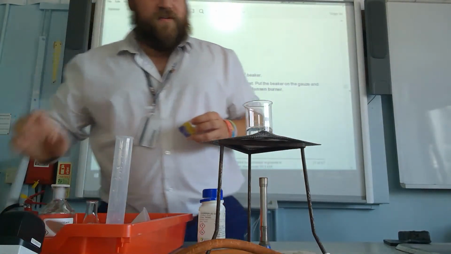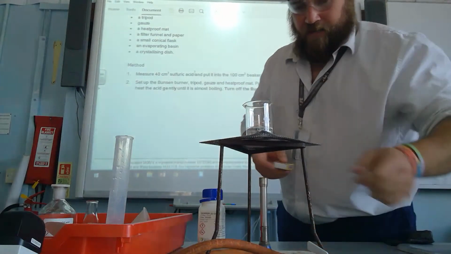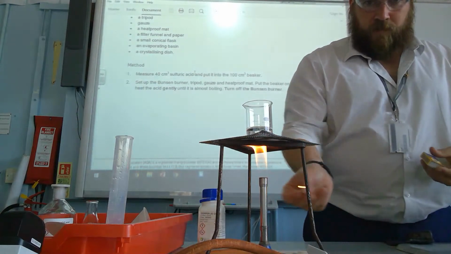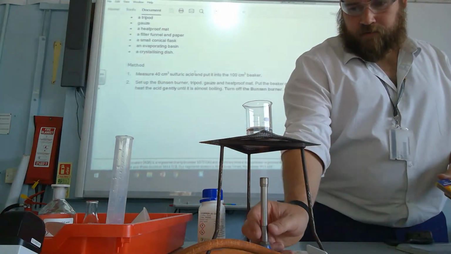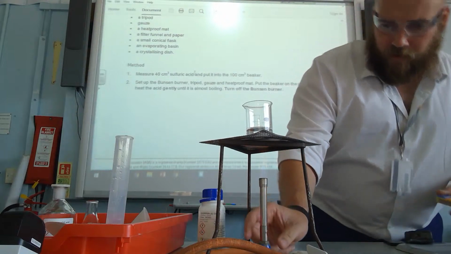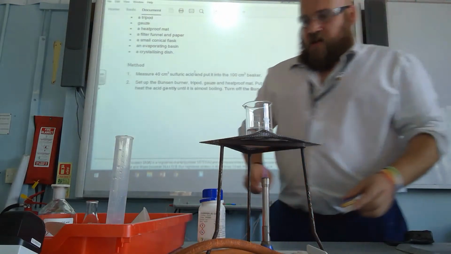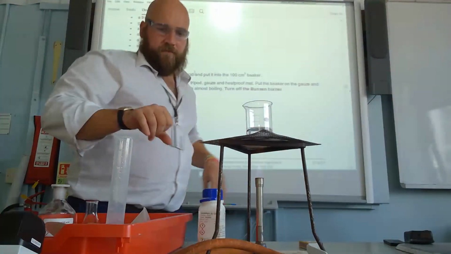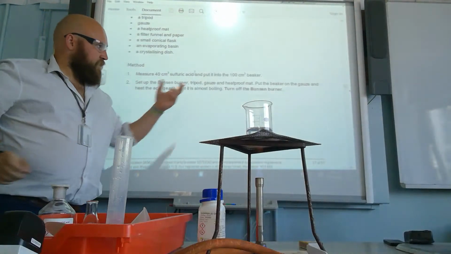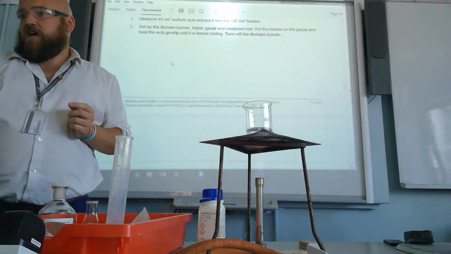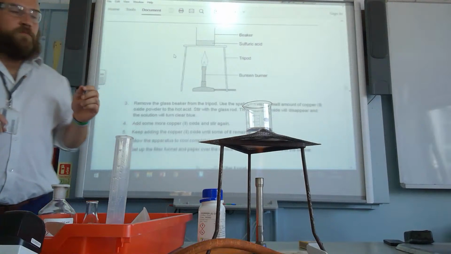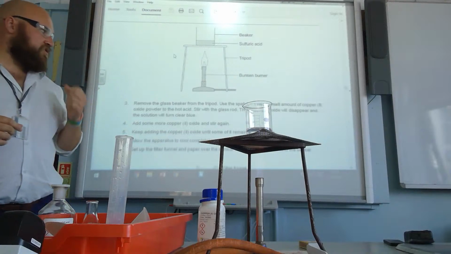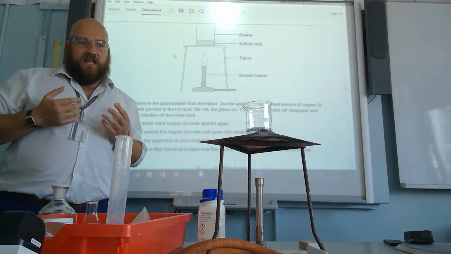Boiling acids can be very, very dangerous, particularly if you let them boil dry. So, just put it on there. Put it on a roaring flame. And then keep that going until the acid just starts to bubble. So now I'm going to heat the acid until it's almost boiling, then I'm going to turn the Bunsen off. And then here comes the next bit. Remove the glass beaker from the tripod and use a spatula. Add a small amount of copper oxide powder to the hot acid and stir with a glass rod.